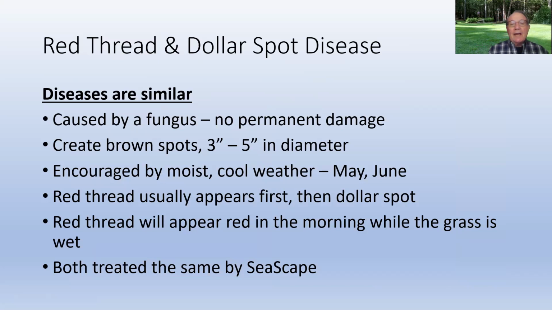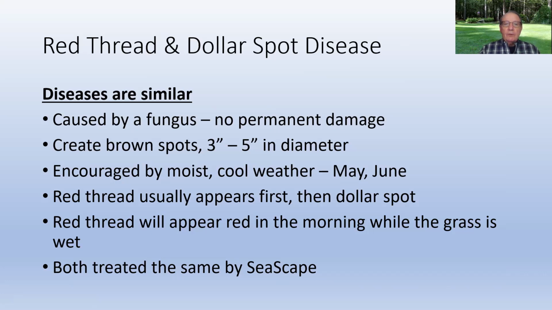So in general, if we are having a lot of rain, or particularly if we're having a lot of showers at night in May and June, and the grass spends a considerable amount of time wet and doesn't dry out, those are prime conditions, perfect conditions for the development of both red thread and dollar spot. Usually you'll find red thread appearing first in the lawns, and then as time goes by, you'll begin to see more and more dollar spot. As I mentioned earlier, red thread is going to appear red in the morning while the grass is wet, and it's got to dry out and turn brown throughout the day.